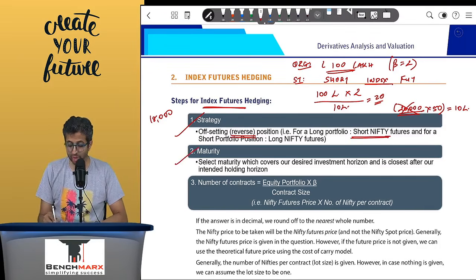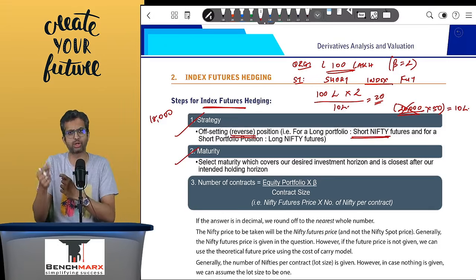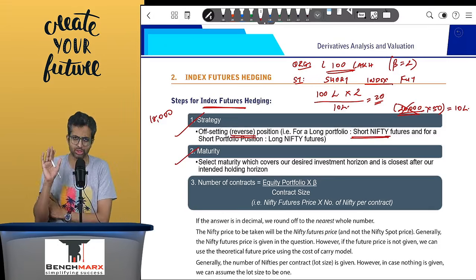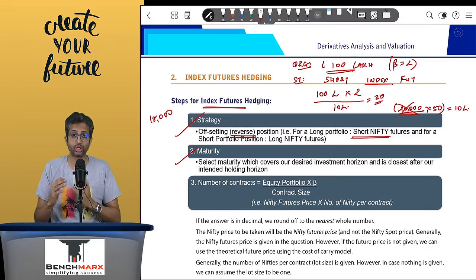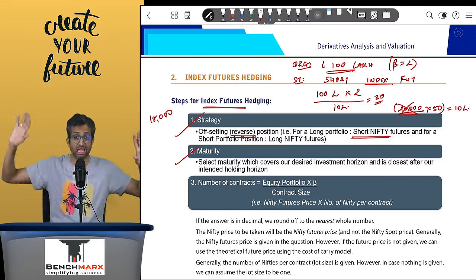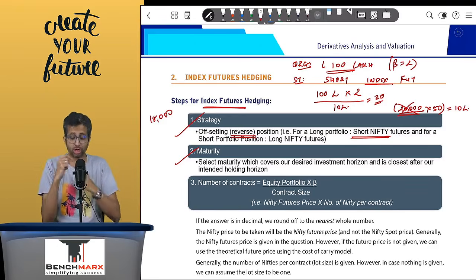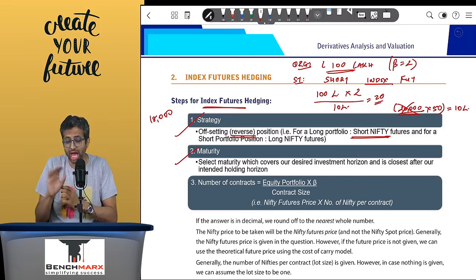Second, maturity. There may be various options available. Ideally, you will take the contract that covers your maturity and is nearest to it. For example, if you want to protect yourself from the risk over the next 3 months, and you have contracts for 1 month, 4 months and 7 months, you will take the 4-month contract, which covers your maturity and is closest to it.